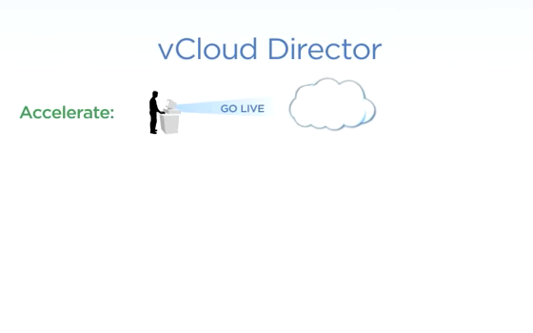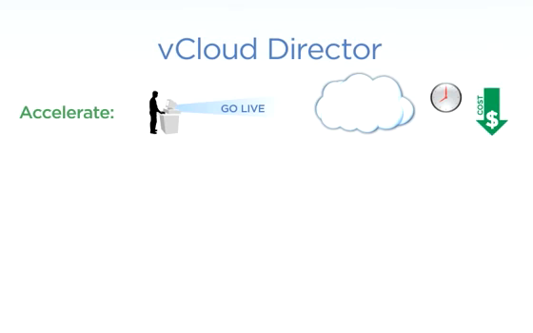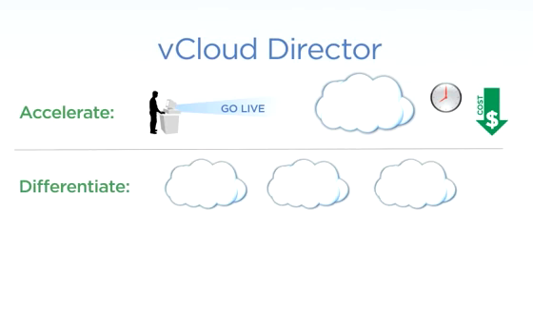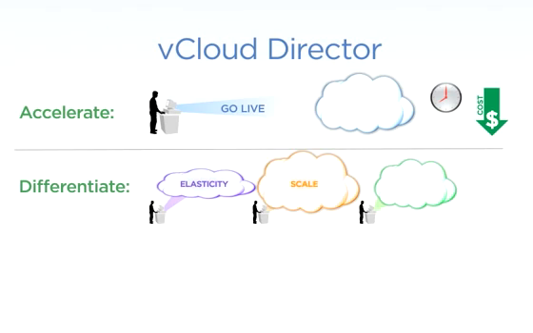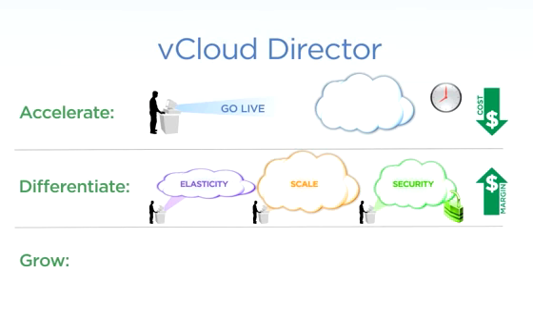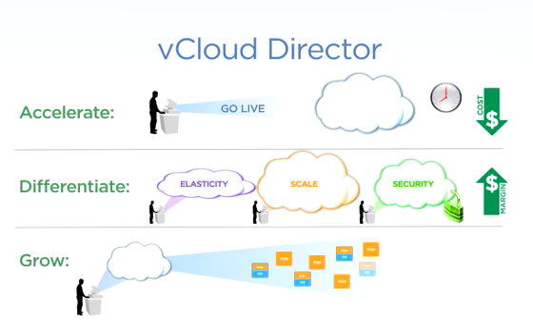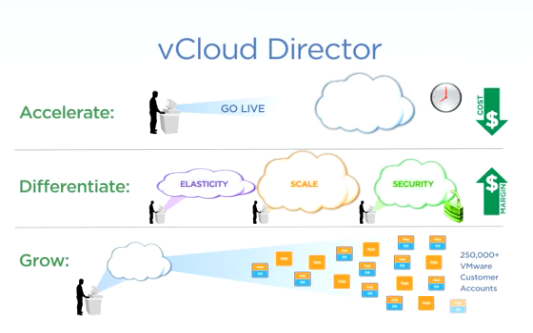service offering to market quickly and at lower overall cost, differentiate, leverage core cloud characteristics, elasticity, scale, security, inherent to the product so that you can focus on differentiated, higher margin services. Grow. Expand your business by offering services that are compatible and interoperable with workloads in 250,000 VMware customer accounts.